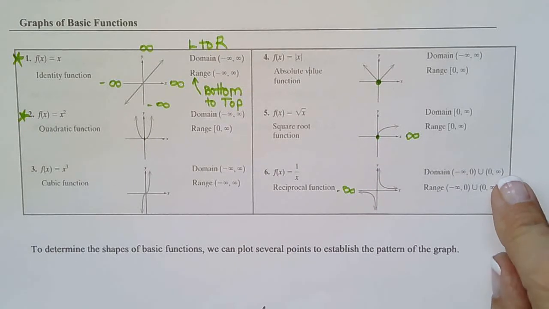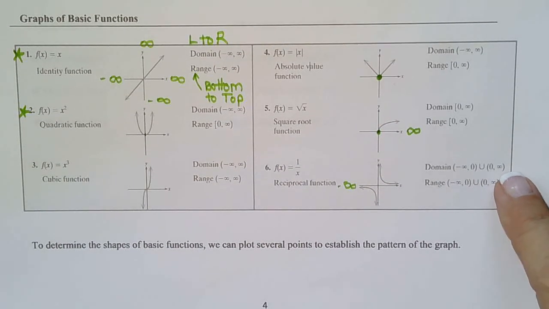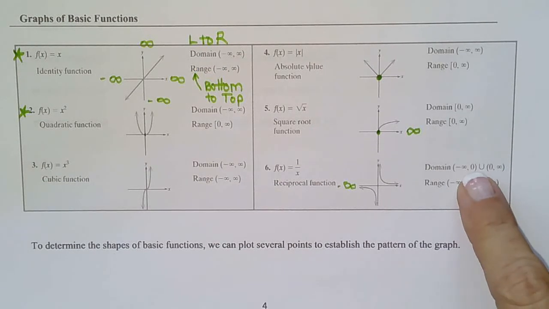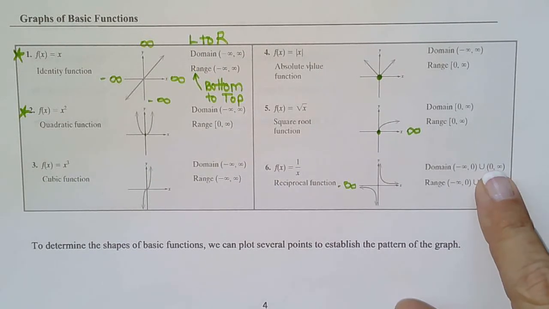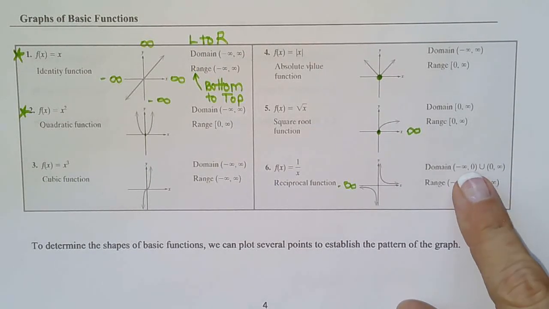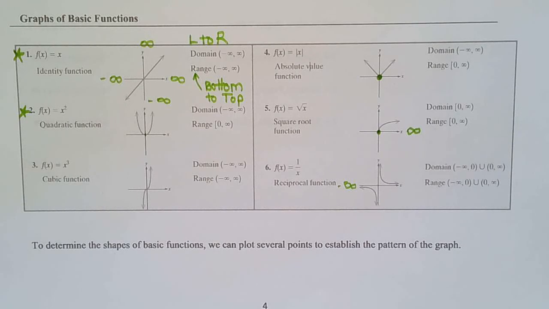So students go, why can't you just write negative infinity to positive infinity? Because 0 isn't part of the domain. So we have to stop it at 0 and start it up on the other side of 0. And that's why we have the parentheses to show 0 is not included.